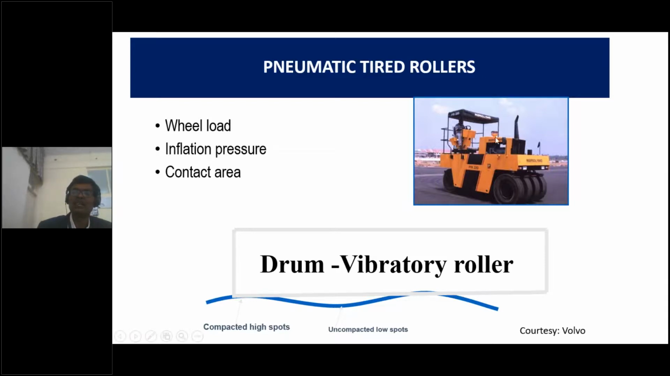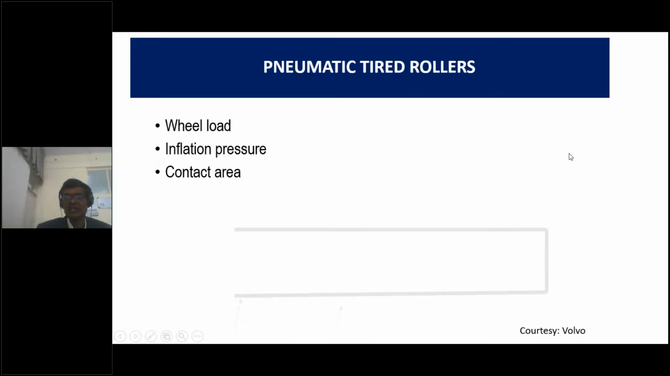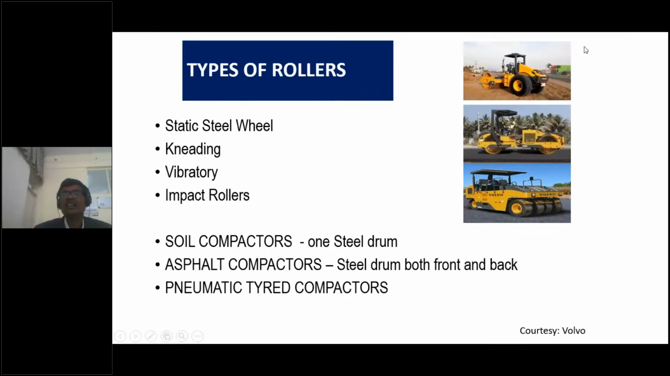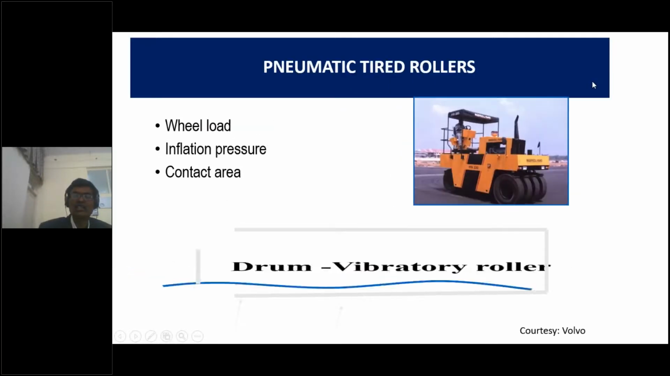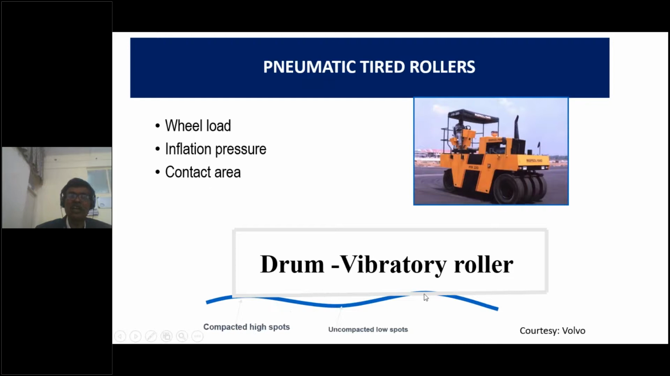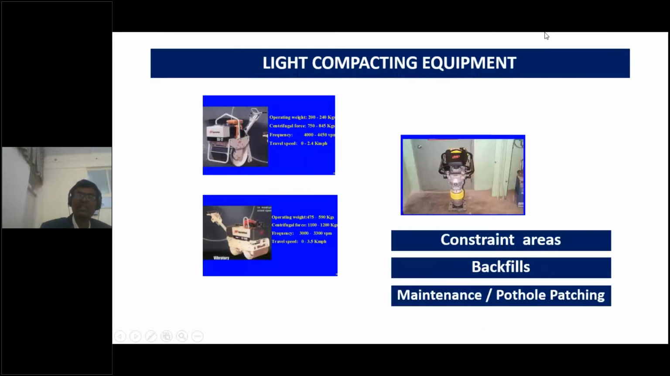Not only that, the advantage of using this pneumatic roller is that it has articulated wheels. It will touch all the surface. It follows the profile of the bottom layer, whereas the other rollers are rigid and will not touch everywhere. So this pneumatic roller touches all spots, compacts, and seals the surface. That's the advantage of the pneumatic roller.